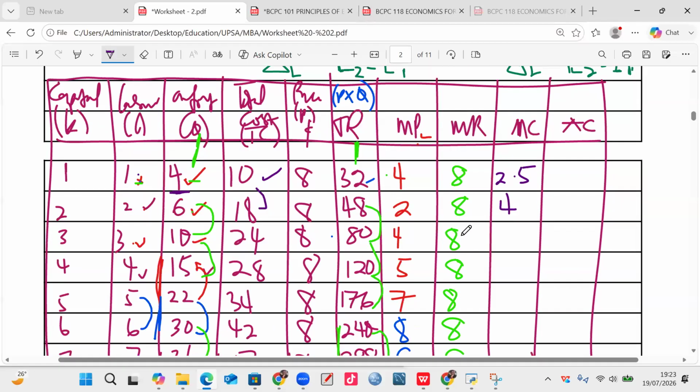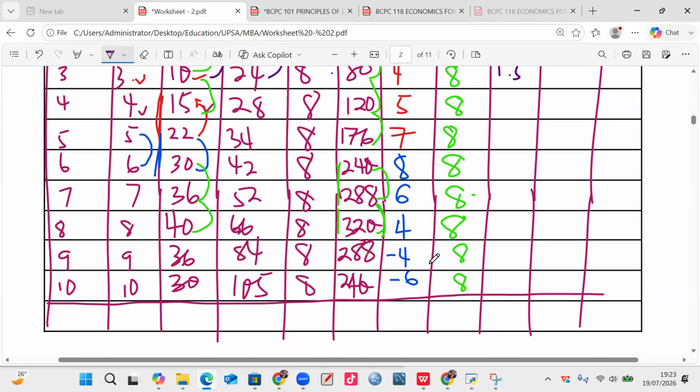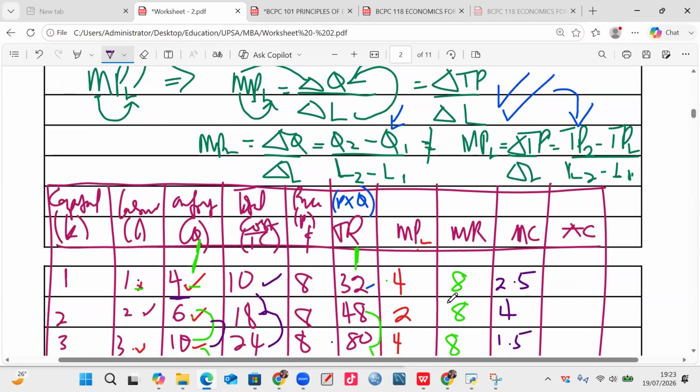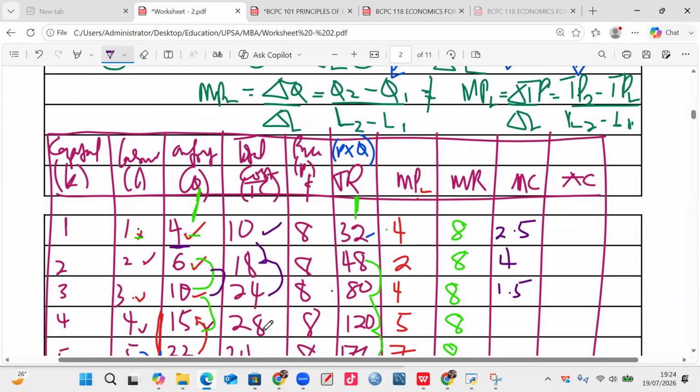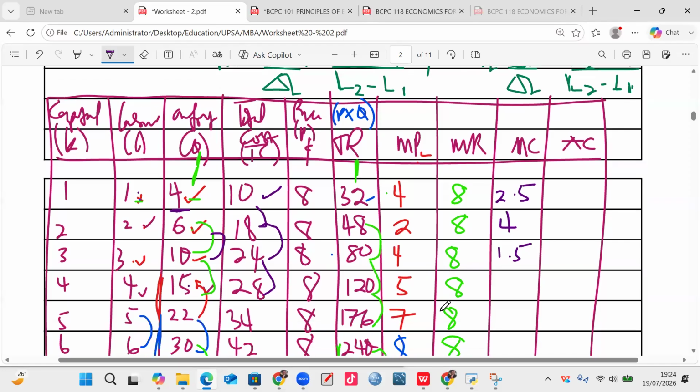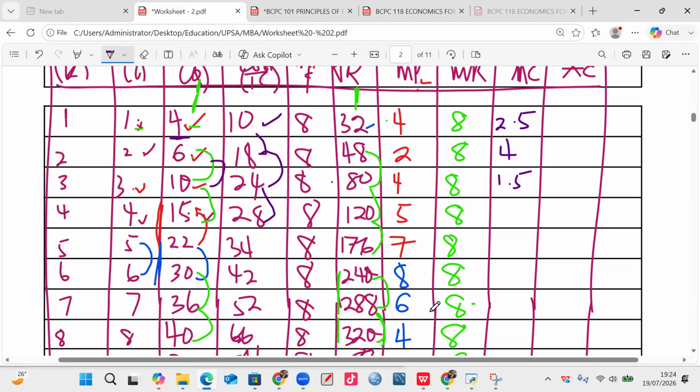So now let's go to level 3. Total cost, current minus previous, then output: 10 minus 6. What do you have? 1.5. Yes, what's the next one? 28 for cost and 24 for the previous, which will give us 4 divided by 15 minus 10, so divided by 5. What do you have? 0.8.